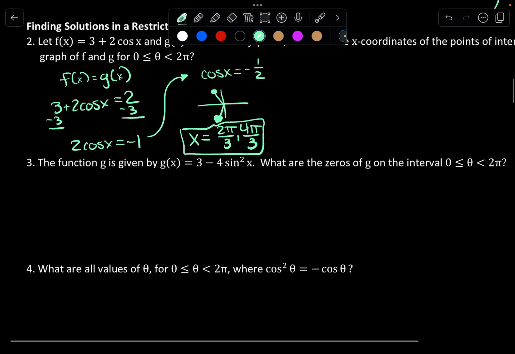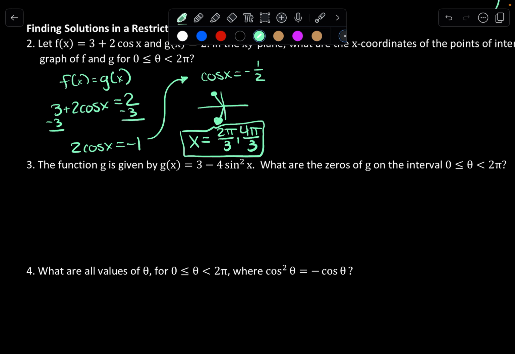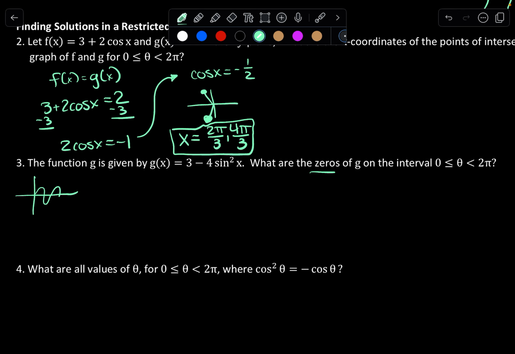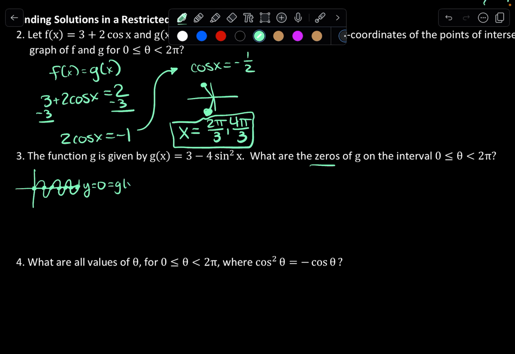All right, the next one, the function g is given by g of x is equal to 3 minus 4 sine squared x. What are the zeros of g on the interval from 0 to 2 pi? So now we just want to know, okay, when does this cross the x-axis? All right, so if you think about a sinusoidal curve, this one is sine. I know I have some transformations, but just to get a visual, it's going to look something like this, and we want to find out, okay, where are the x-intercepts, or where are the zeros, the roots, the solutions, and how do you find those? It's when y is equal to 0, or in this case, g of x. So we're going to set g of x equal to 0.